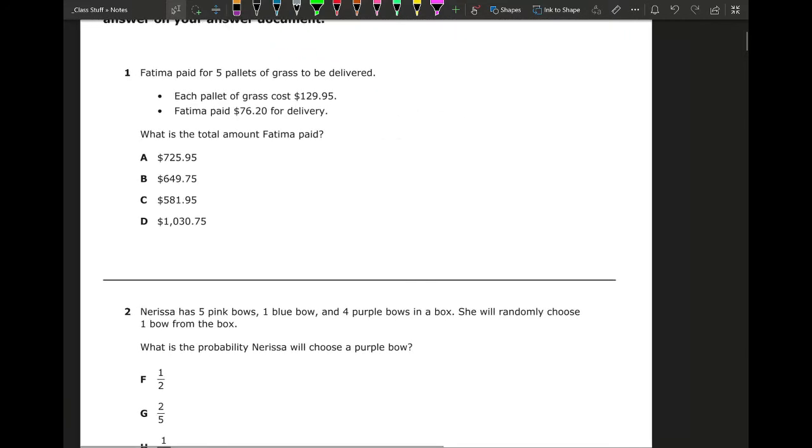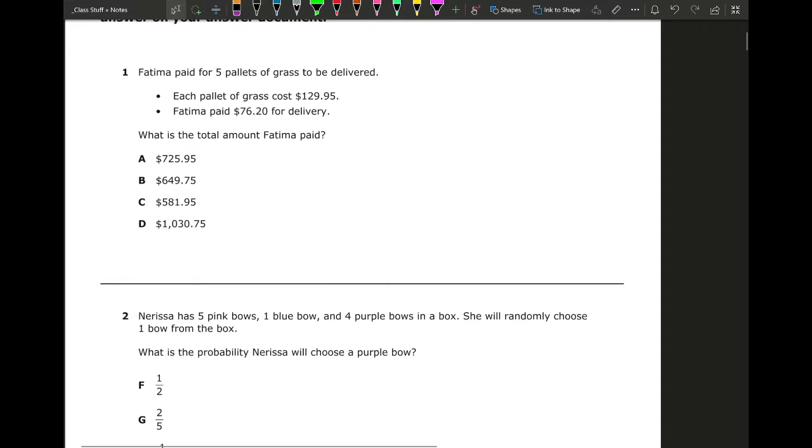it says Fatima paid for 5 pallets of grass to be delivered. Each pallet cost $129.95. She also paid delivery for $76.20. What is the total amount, keyword, what is the total amount that she paid? Whenever you see the word total, that means you're going to have to add something up.